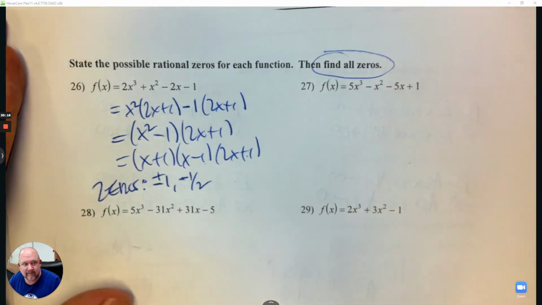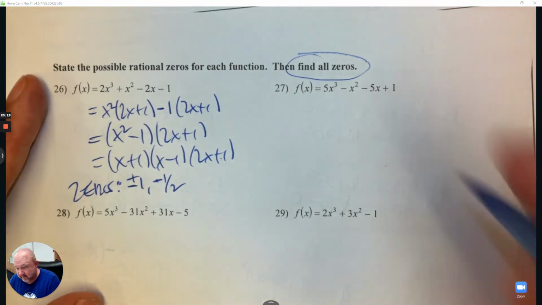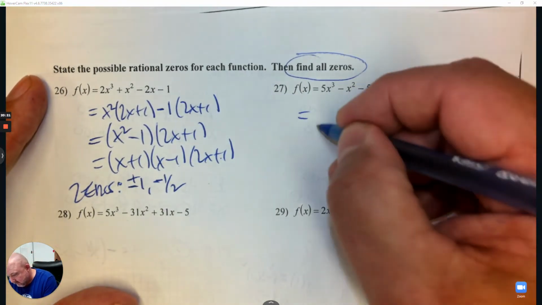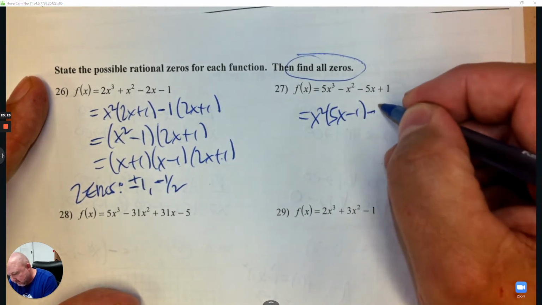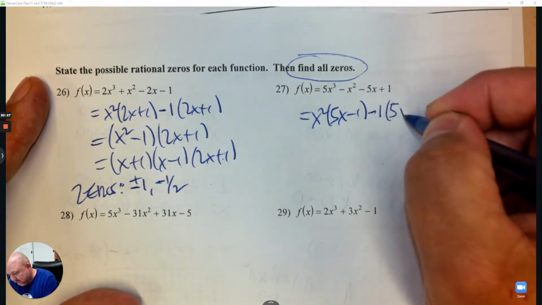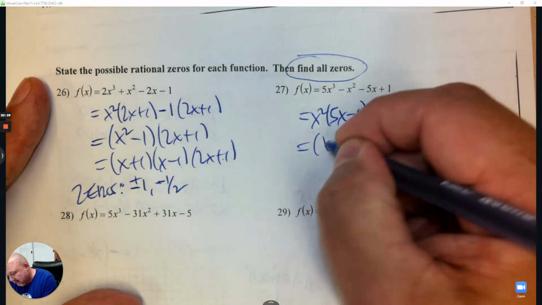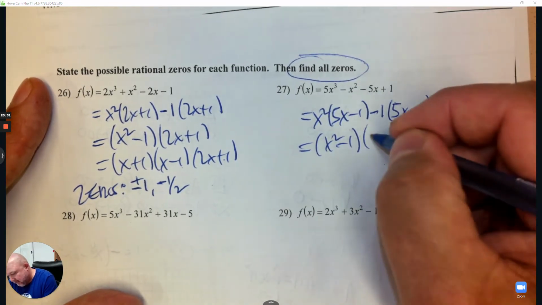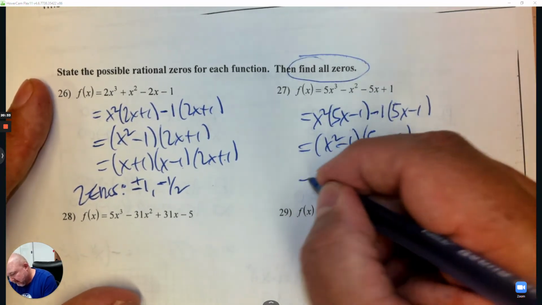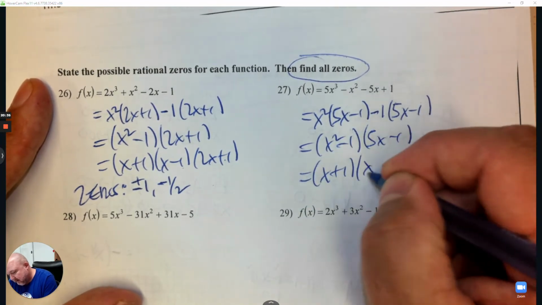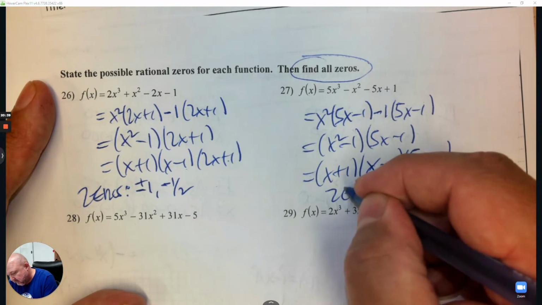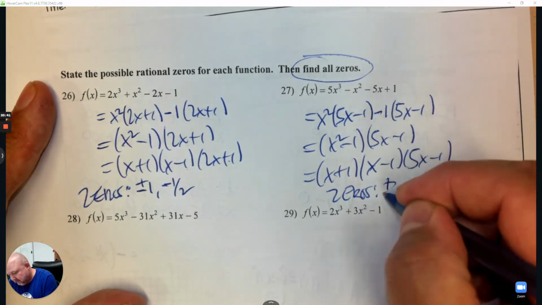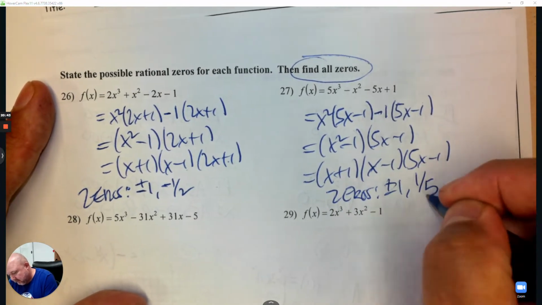Okay? So if we can factor it, that's what I want you to do. So I can factor it. X squared, that's 5x minus 1. Negative 1, that's 5x minus 1. So I have x squared minus 1 and 5x minus 1, and then factor it. And then once it's completely factored, each factor gives you a 0. So it's positive and negative 1 and positive 1 over 5.